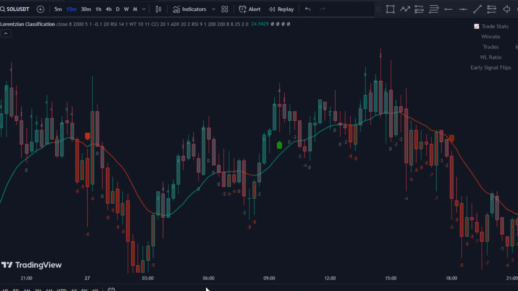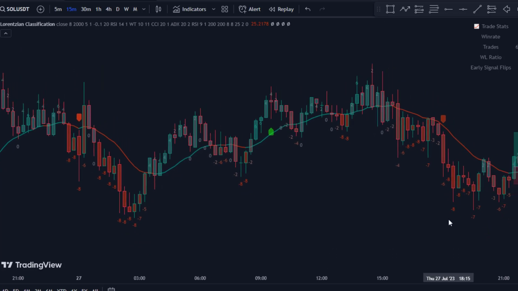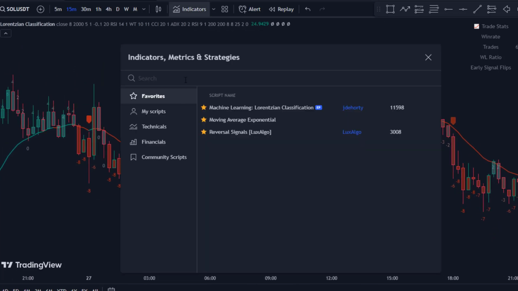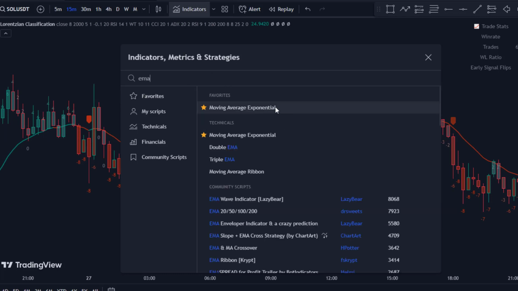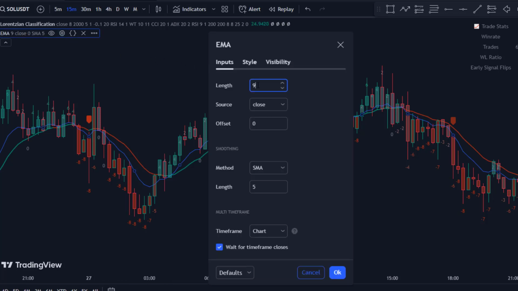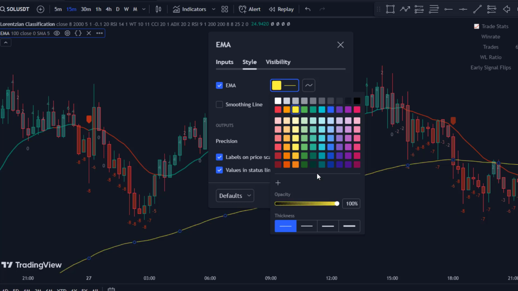To avoid false signals given by the indicator and have more confirmation, let's add another indicator called EMA. To add this indicator on our chart, let's navigate to the indicator search bar and search for EMA. Select moving average exponential. After that, let's go to the indicator settings. There on the input settings, set the length to 100 and leave the others at default. On the style settings, set the color to any color of your choice, but here we are going to choose yellow for more visibility in the chart.